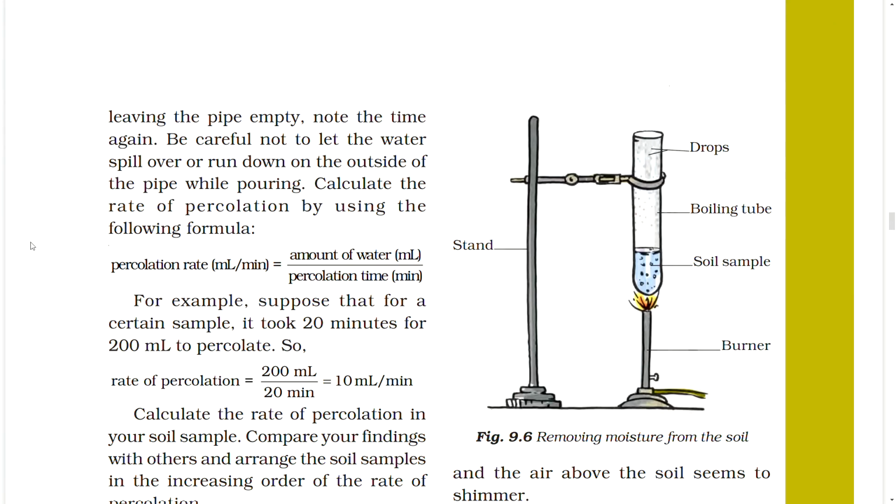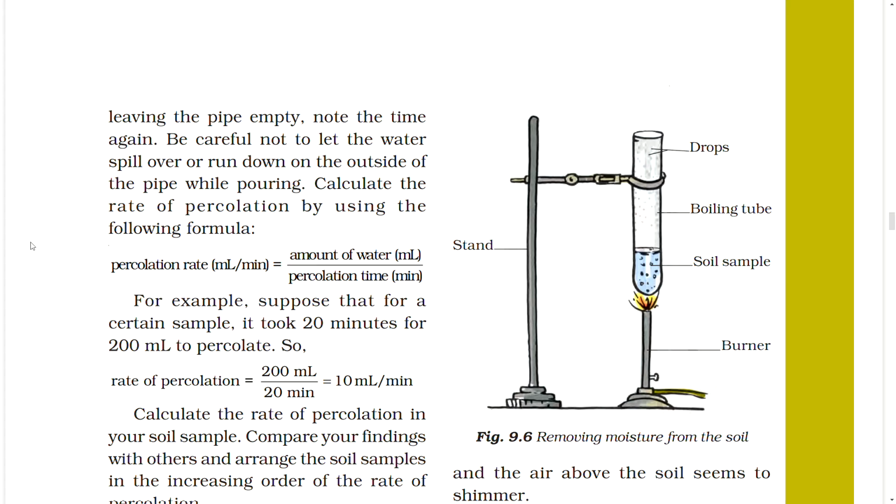Leaving the pipe empty, note the time again. Be careful not to let the water spill over or run down on the outside of the pipe while pouring. Calculate the rate of percolation by using the following formula. Percolation rate (milliliter per minute) equals amount of water (milliliter) divided by percolation time (minute).